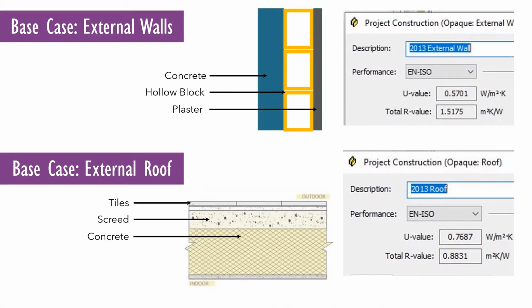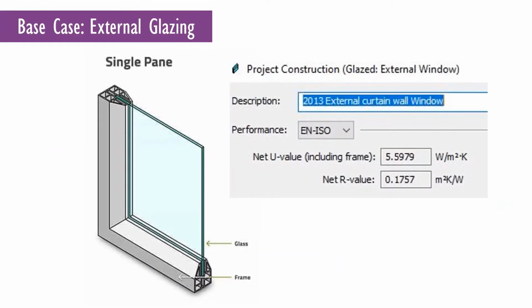Base case materials. For external walls, a U value of 0.57 was used for opaque walls and 1.15 for walls with openings as per the Jordanian building code. For external roofs, a 0.76 U value was used where the allowable is 0.8. Single pane glazing was used with a U value of 5.59.